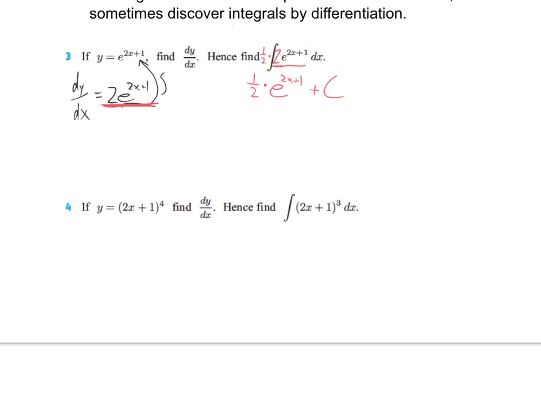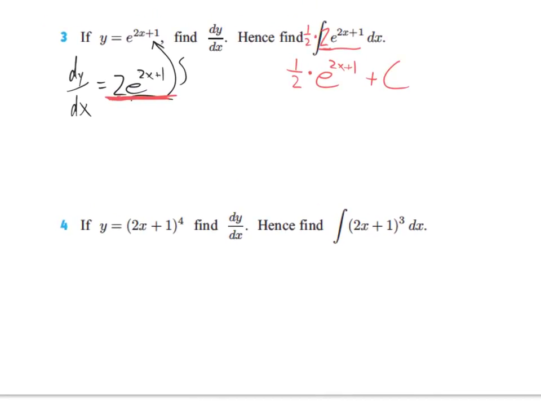We have a similar idea down here, okay? If I have y equals (2x plus 1) to the 4th, what's dy/dx? 4 times (2x plus 1) to the 3rd times 2, which is 8. Okay, good. So that's 8 times (2x plus 1) to the 3rd. Now I know that if I take the integral of 8 times (2x plus 1) to the 3rd, it'll get me back to that.